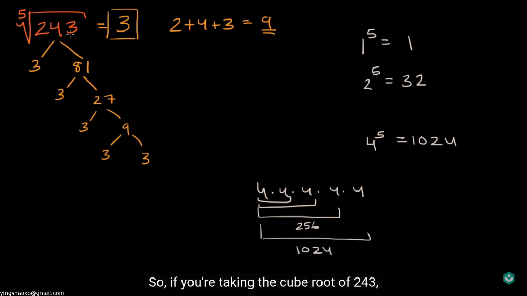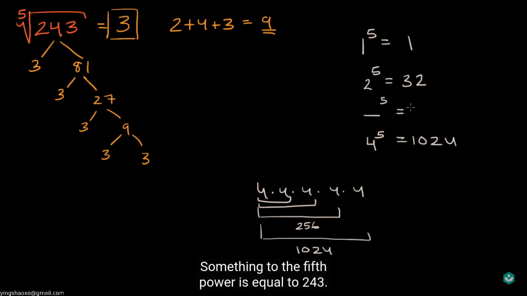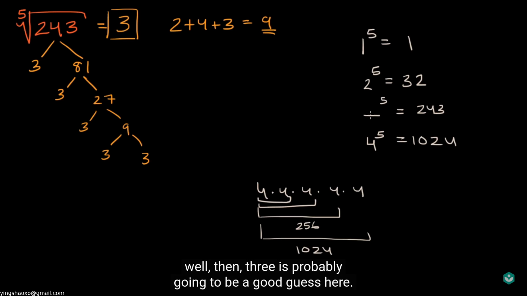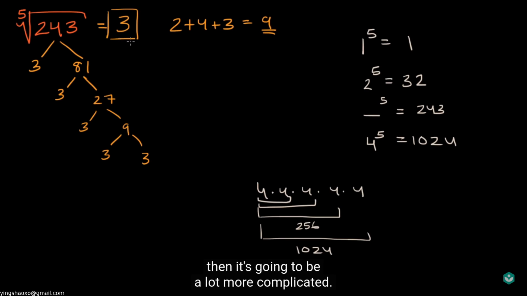So if you're taking the 5th root of 243, you're saying, hey, what to the 5th power, something to the 5th power is equal to 243. And if you have a sense that it's going to be an integer solution, something like a 2 or a 3, well then 3 is probably going to be a good guess here. If the possible answers are going to be decimals, then it's going to be a lot more complicated. But that's another way to say, hey, maybe I'll try out 3. And if you tried out 3, you would get 243.